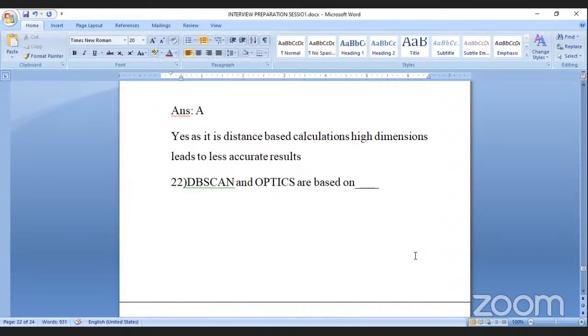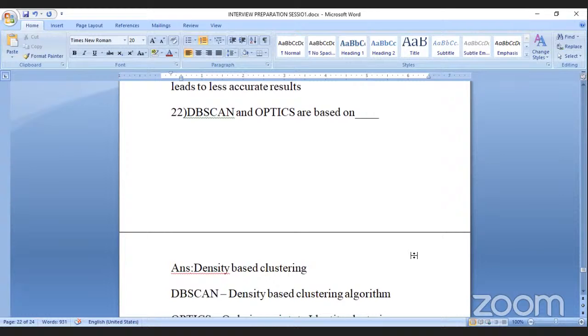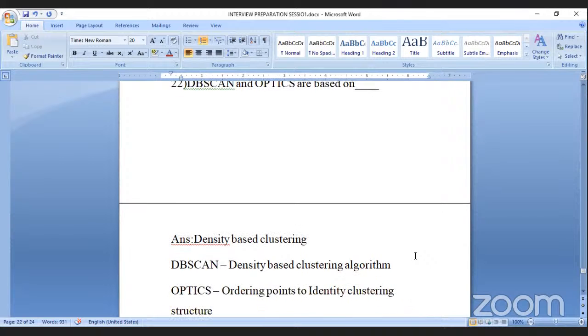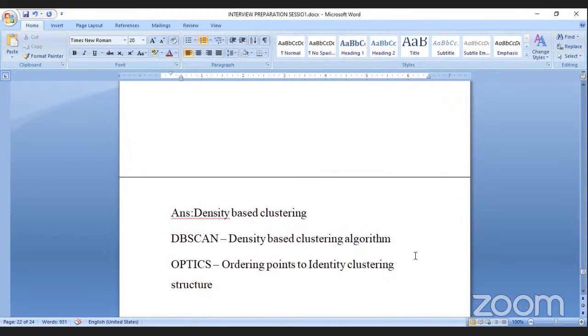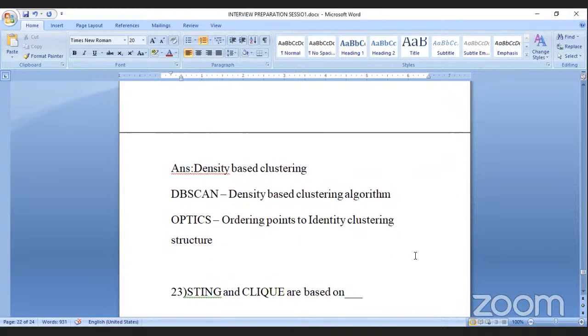Okay, friends, we can move to the answer. The answer is density based clustering, friends. DBSCAN is density based spatial clustering of applications with noise, and OPTICS is ordering points to identify the clustering structure. So these two are based on density based clustering. Alright, friends, just make a note of it. We move to the next question.